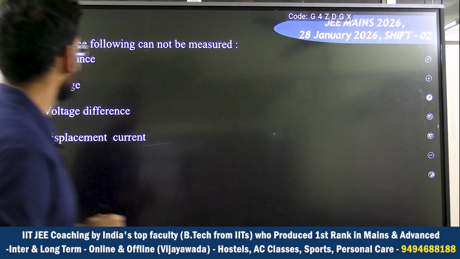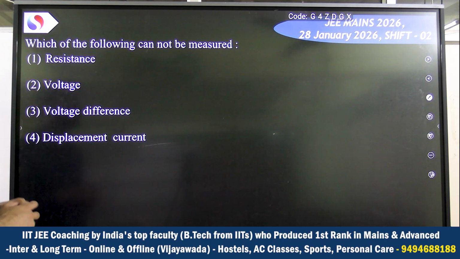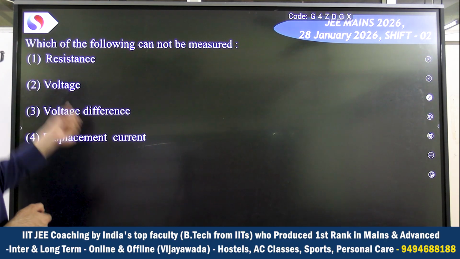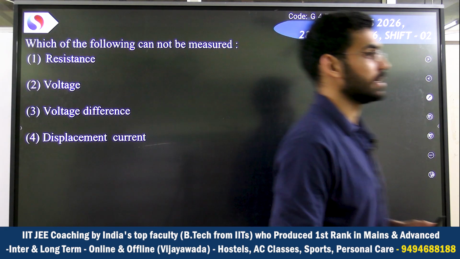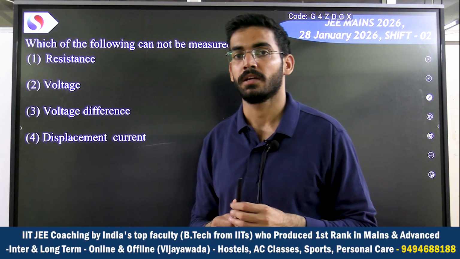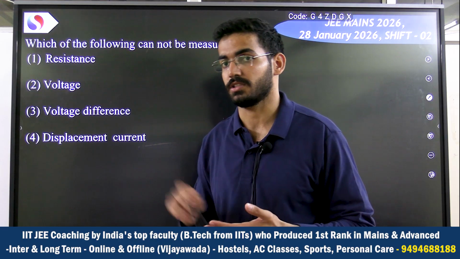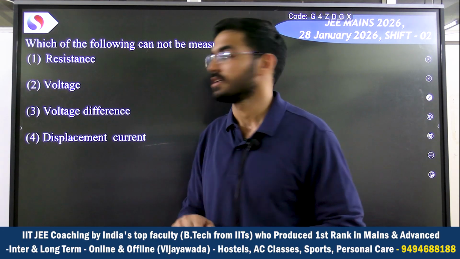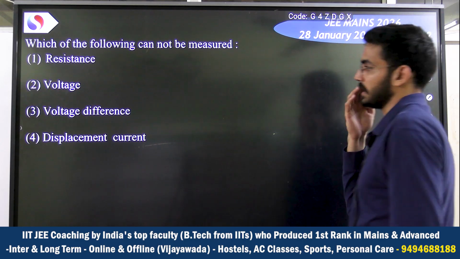Which of the following cannot be measured? Resistance, voltage, voltage difference, displacement, current. Okay, when he gave you voltage and voltage difference, it should click that we never measure the voltage, we always measure the voltage difference, the potential difference. When you define the potential of infinity as 0, then only you are able to say the potentials of different points. So that's what we want to say here, that the second option is the correct answer. You can't measure the potential.